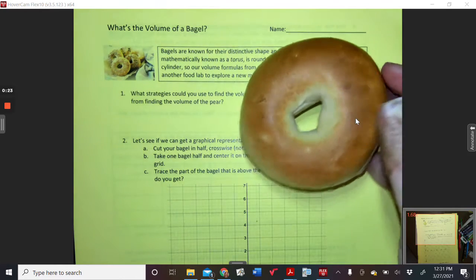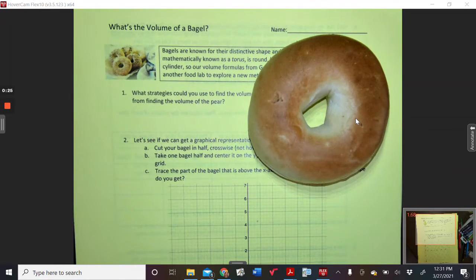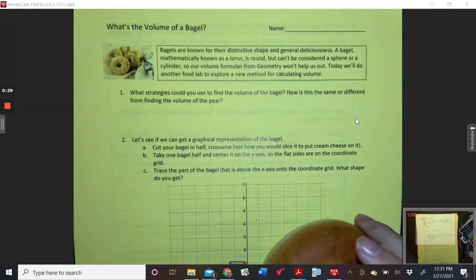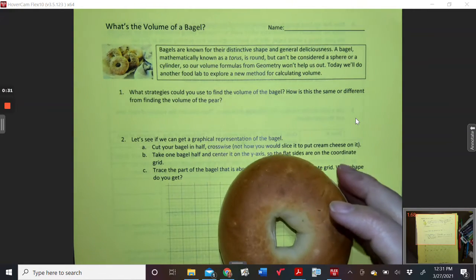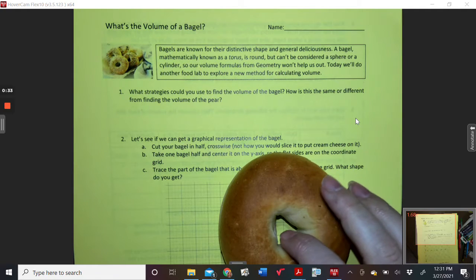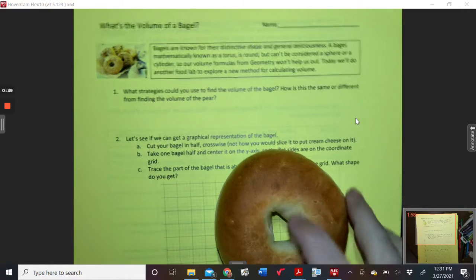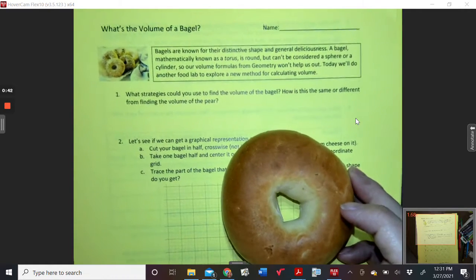So here we have my beautiful bagel. And we know, we could use water displacement, but I wouldn't want to put my bagel in water. Unlike the pear, where that'd be fine, it would just get clean. This would fall apart. If I put it into water, it would be bad. I won't put this in water.